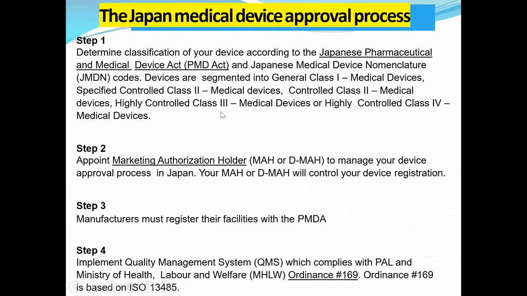Of course, Japanese is a very difficult language, as is Chinese. Whenever you go into China or Japan, there is always a language barrier. So you have to appoint a Japanese agent, what we call a Marketing Authorization Holder in Japan, to manage your device approval process. Your MAH or DMAH will control your device registration. And then manufacturers must register their facility.